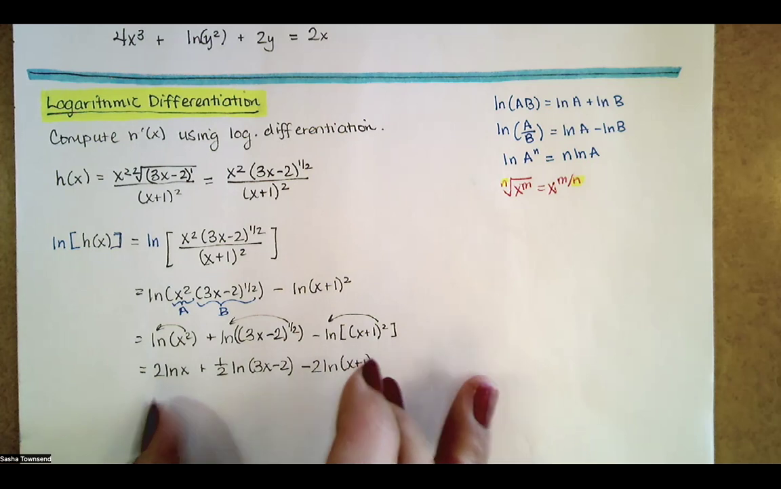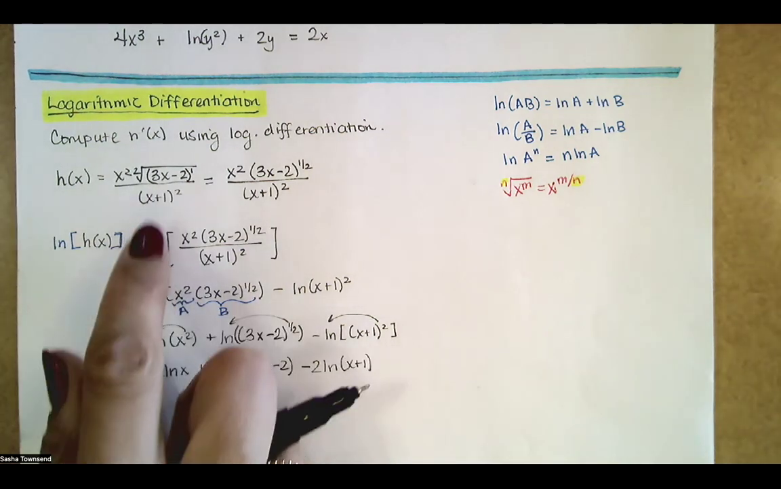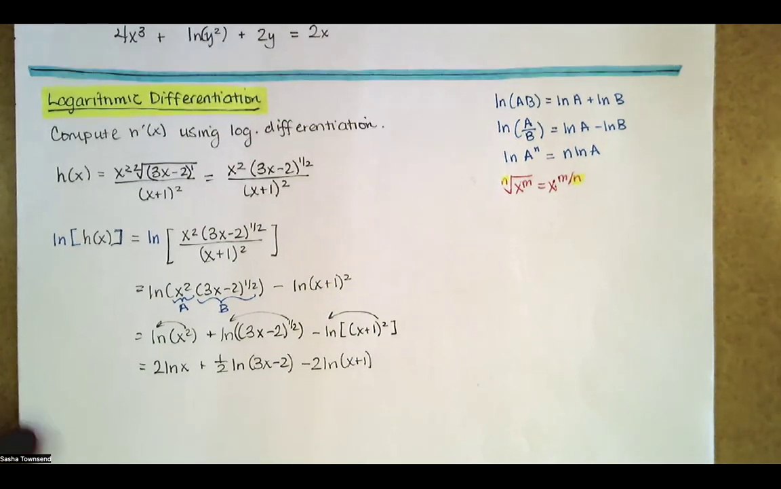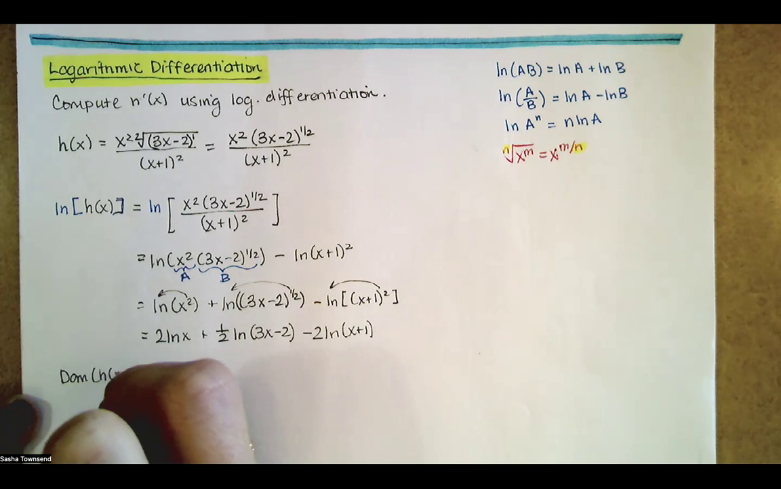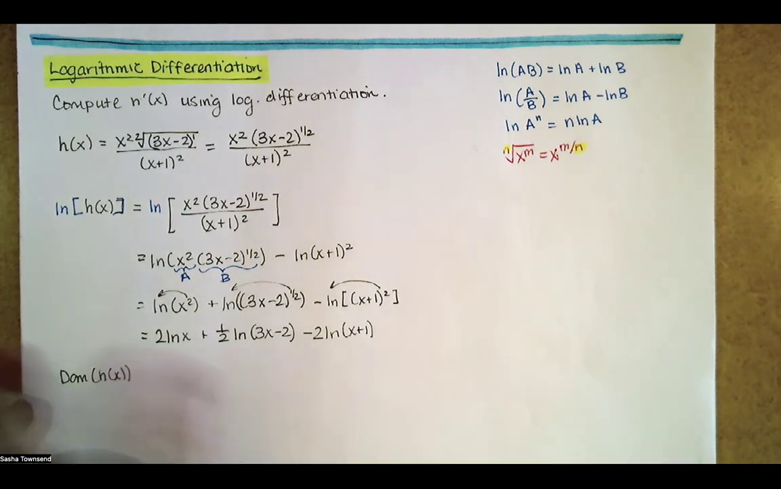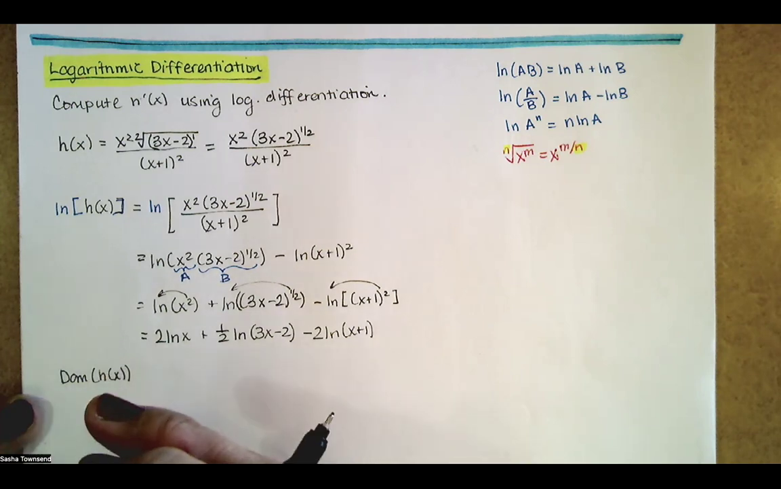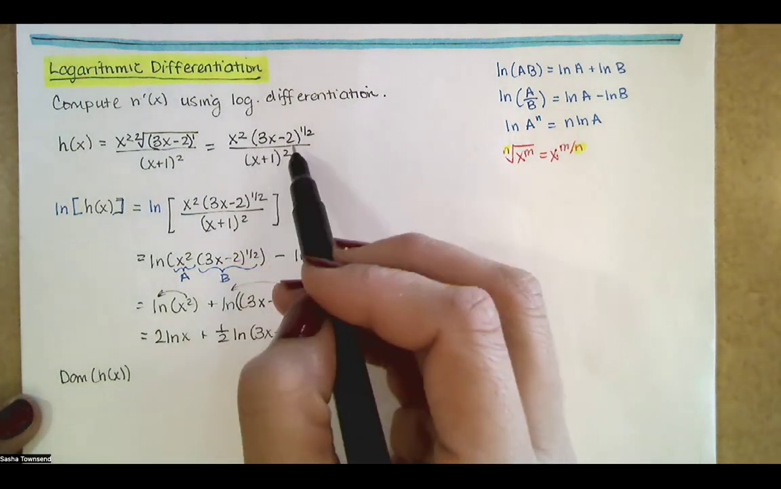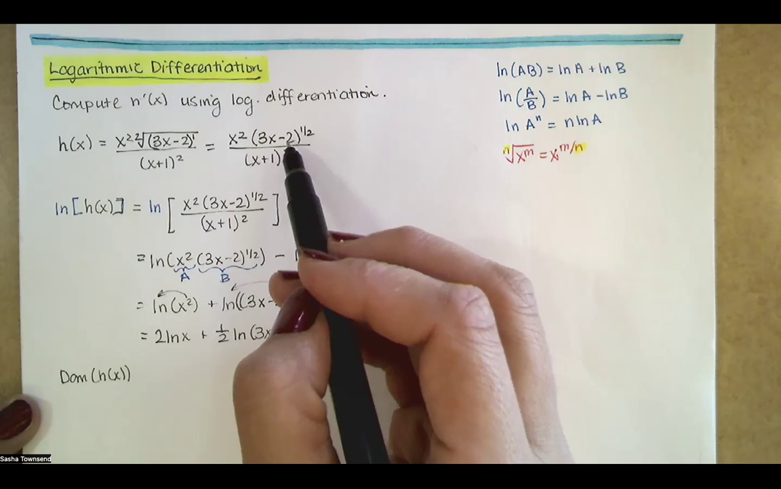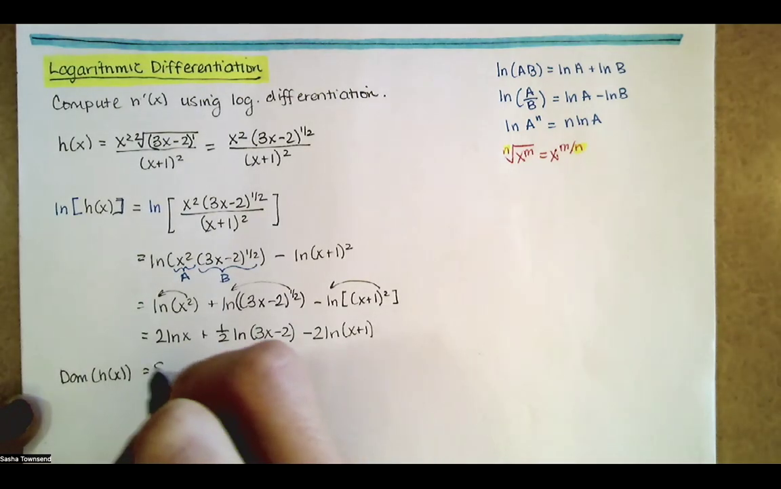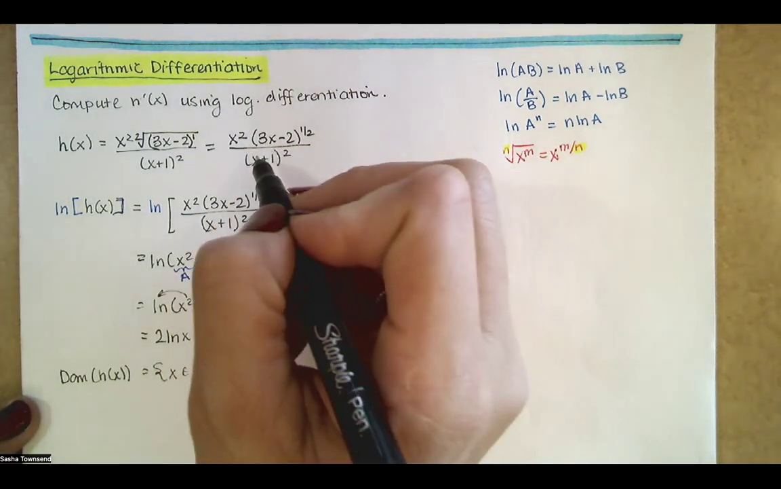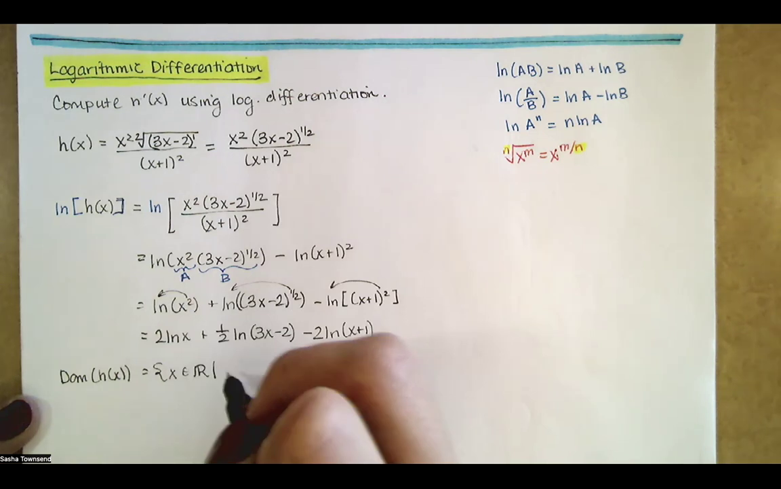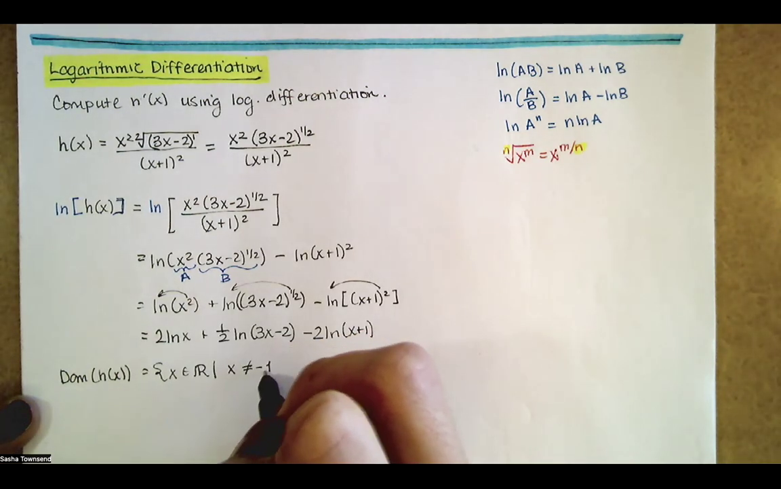This might not have the same domain as the original function here. So we should really look at the domain of that original function. The domain of h includes all x values that do not cause division by 0, even roots of negative numbers, or logarithms of negative numbers or 0. So the domain of h actually is all real x values such that the denominator is non-zero. So the denominator is equal to 0 when x equals negative 1. So x cannot be negative 1.